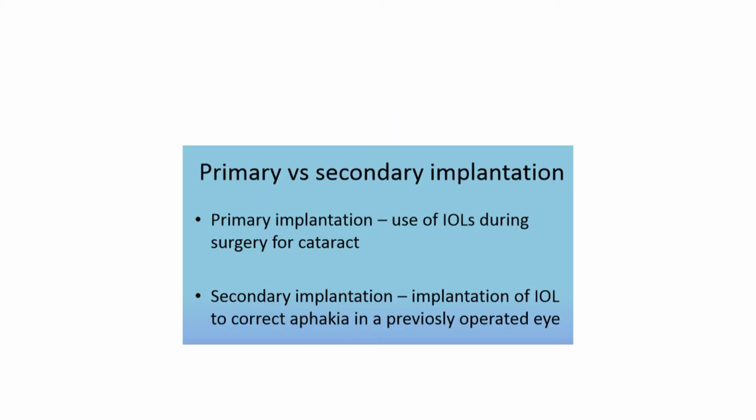Primary versus secondary implantation. Primary implantation is placement of the IOL during the time of cataract surgery. Here, no prior surgery was done in the eye. Secondary implantation is implantation of the IOL in an eye which has already undergone surgery. So secondary implantation is done to correct aphakia in a previously operated eye.